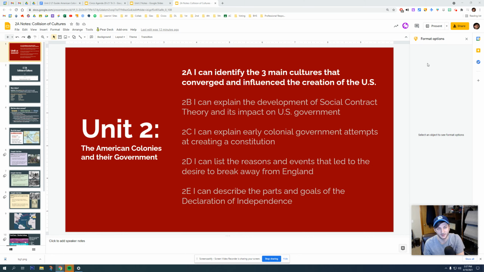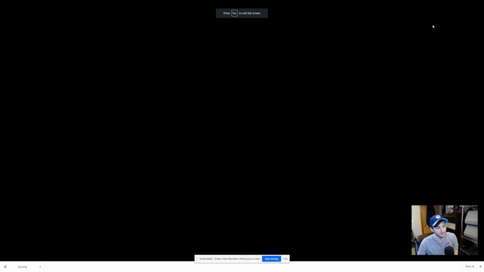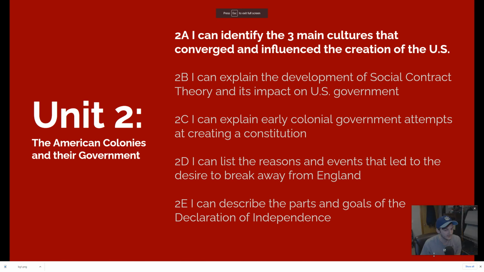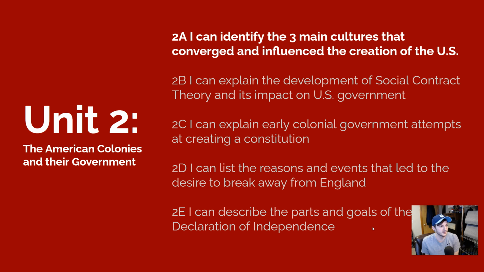Hi, I'm Mr. Prince. I am one of the civics teachers here, and we're starting a new unit. This unit, you can probably read it on the screen right now as I click the present button and hide this guy and hide that guy. This is Unit 2. It's the American colonies and their government.